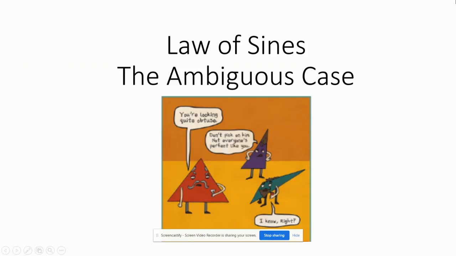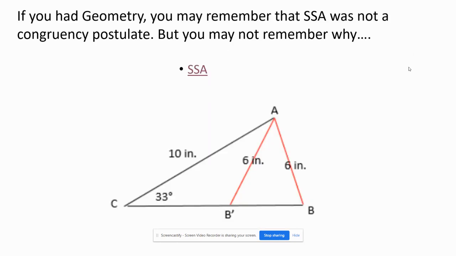All right, so we're going to talk about the law of sines, the ambiguous case. When you have the law of sines, sometimes you can have more than one triangle. So let's go back to geometry and talk about that a little bit.